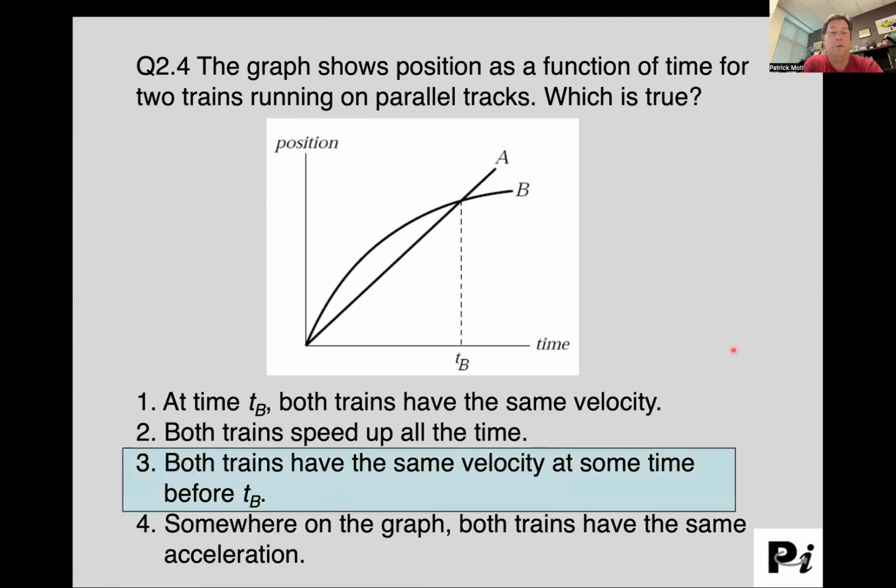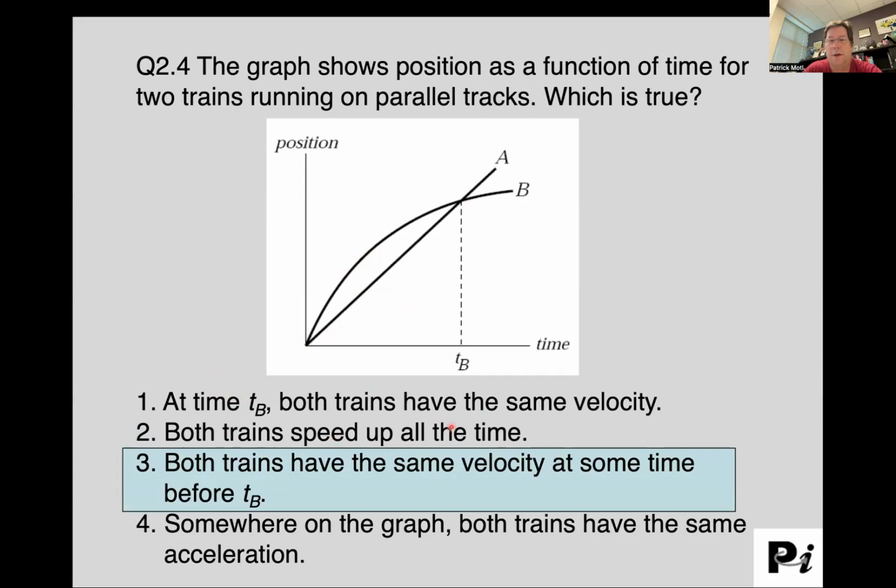All right, so the one that is true is that both of those trains have the same velocity at some time before T sub B. Basically, it's going to be right about here, this time. Because at that point in time, the slope, which is constant for train A, matches the slope that's tangent to the curve of position versus time for train B. So at time T sub B, both trains have the same velocity, not true. The slopes are not the same.